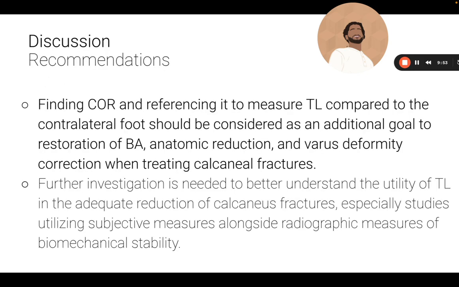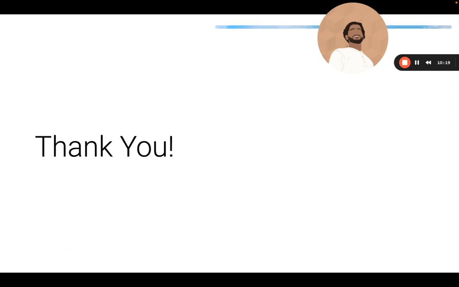And so the final recommendation is that finding the COR and referencing it to measure TL compared to the other side should be used as an additional goal for restoration of Bowler's angle, anatomic reduction, and deformity correction. And then further investigation is needed, especially with subjective measures, using pain, function, and range of motion to understand how that will correlate with shortened tuber length. And that's it. Thank you.